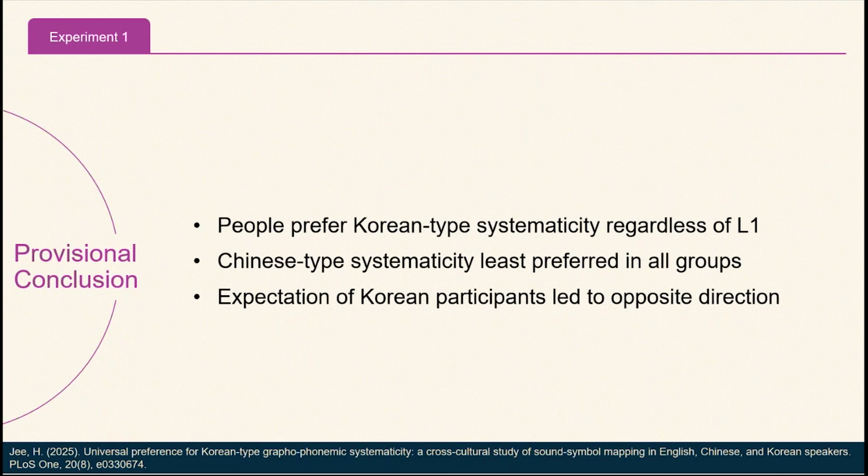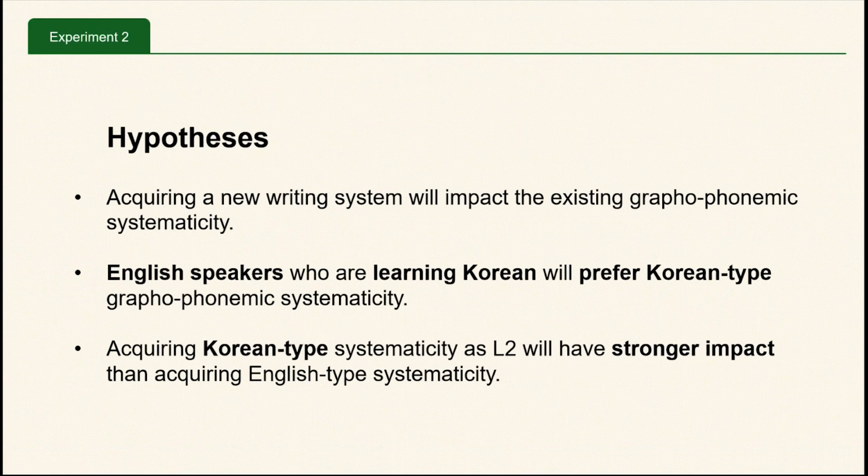The results were published in PLOS One last year. And the second experiment, to do with language acquisition: I hypothesized that acquiring a new writing system will impact the existing grapho-phonemic systematicity, and that English speakers who are learning the Korean language will prefer Korean type systematicity. Acquiring Korean type systematicity as L2 will have a stronger impact only because it's explicit systematicity.